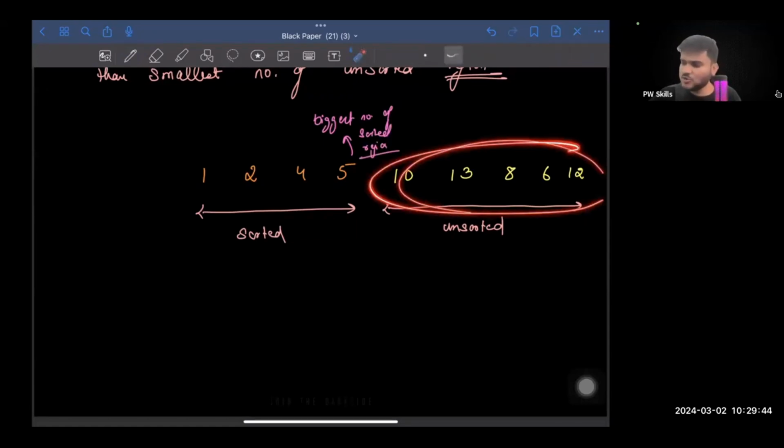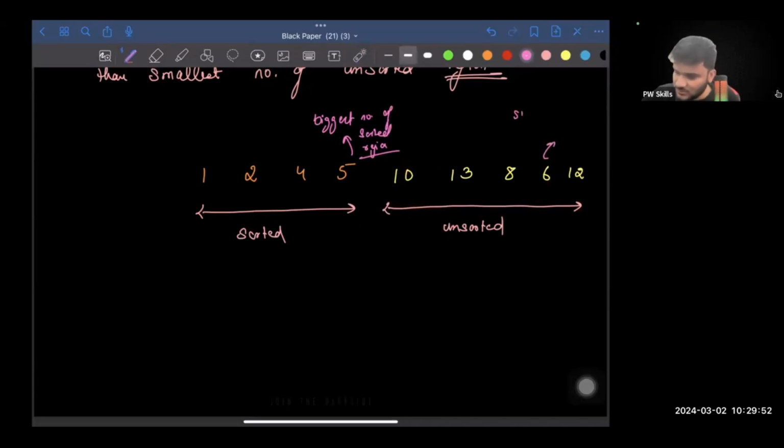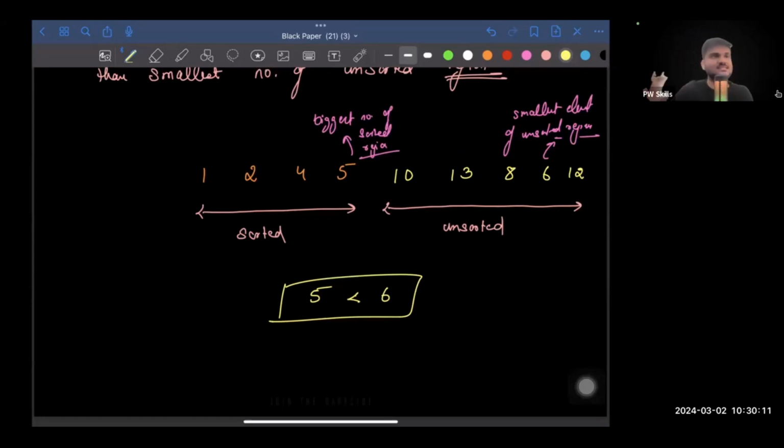And because this is unsorted, this unsorted region can have the smallest element anywhere. Let's say this is the smallest element, right? So you can say this is the smallest element of the unsorted region. And can I say that the biggest number 5 is lesser than the smallest number of the unsorted region? Can I say that, right? So let's say this is the scenario in front of you.